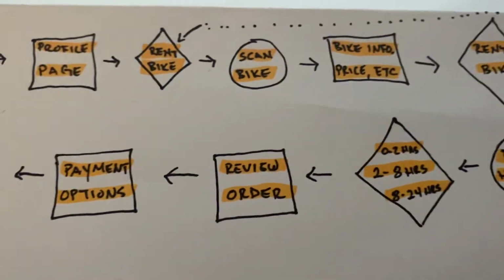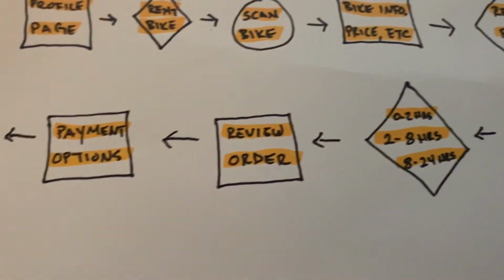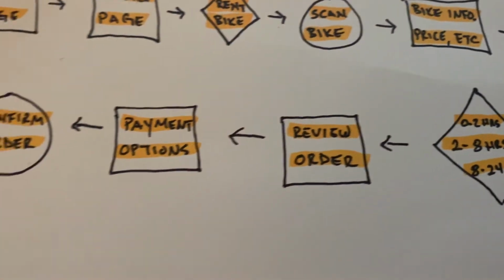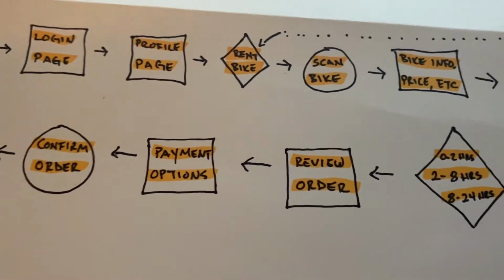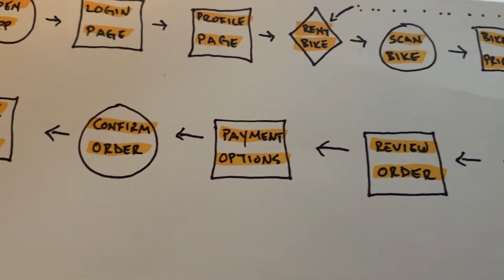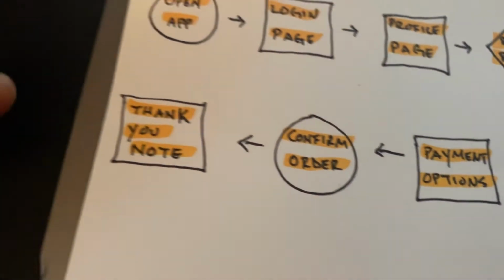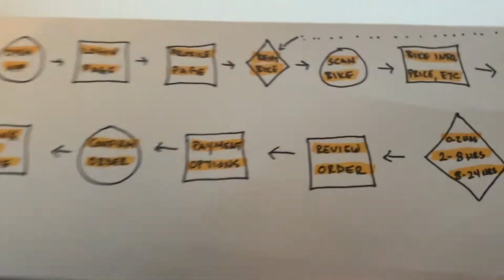After you pick your hours, you go to review the order. A screen will pop up with your payment options and everything, how you want to pay, which is already saved, or you can add a new payment option to the app. Then you just confirm your order, and we'll send you a thank you note. So that's the user flow.